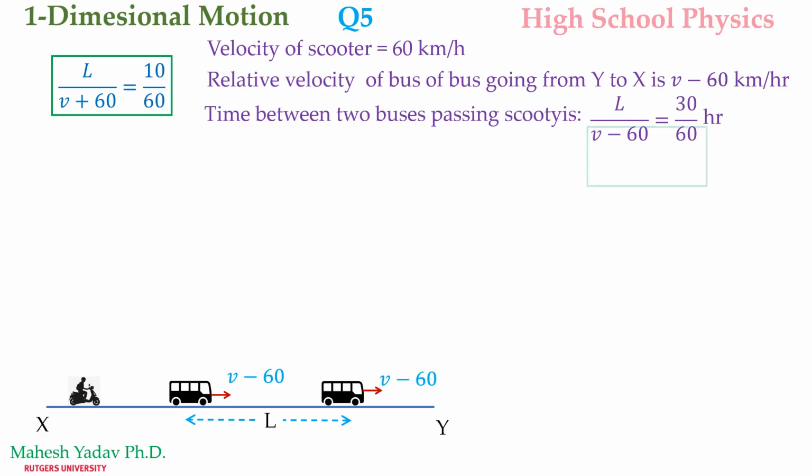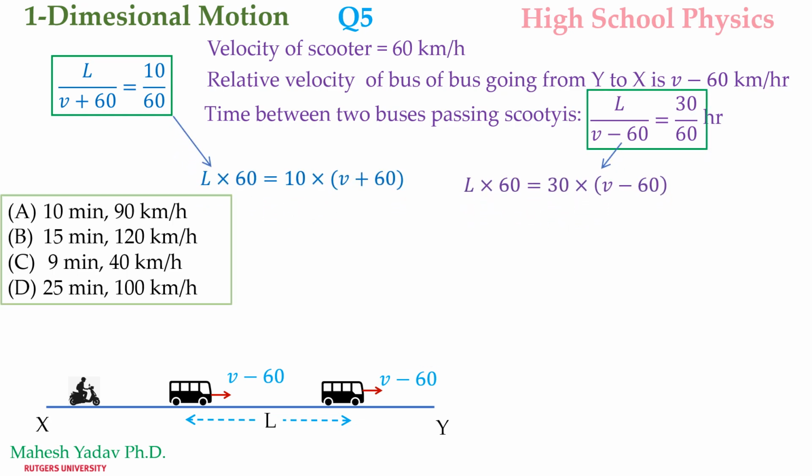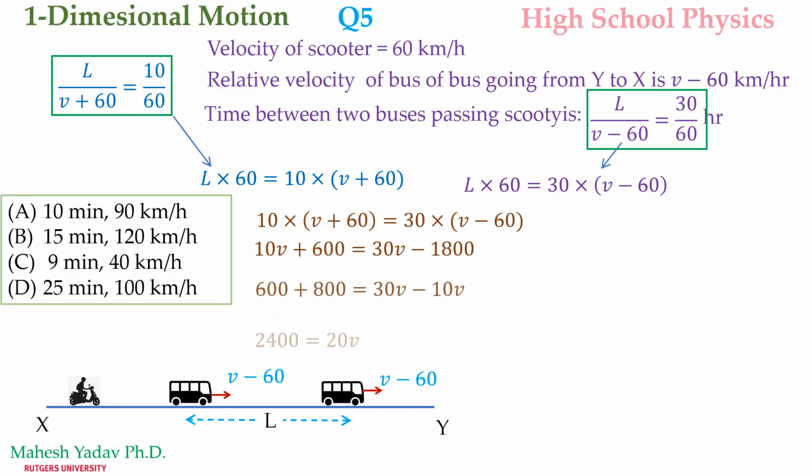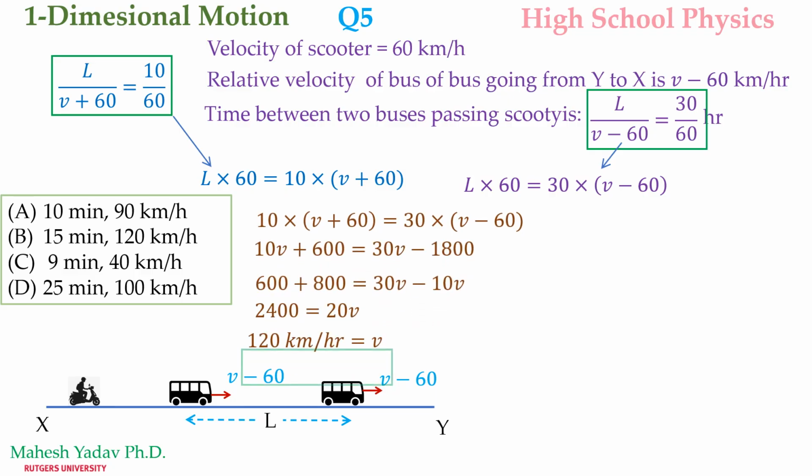We have two equations. We solve for v. We do a bit of algebra and get velocity equals 120 kilometers per hour. This matches with the answer B, so we do not need to proceed to find the time period t for the bus to pass by relative to a stationary observer.